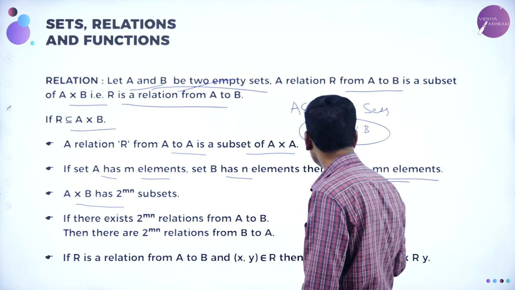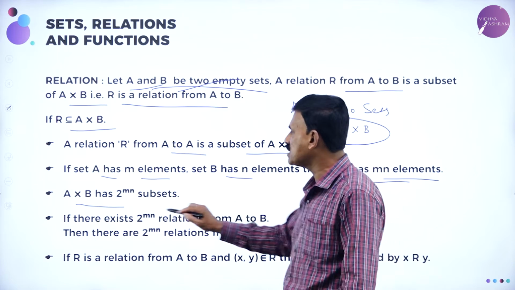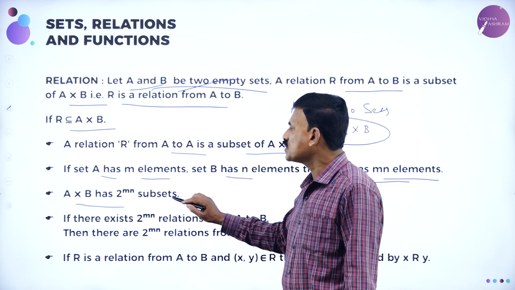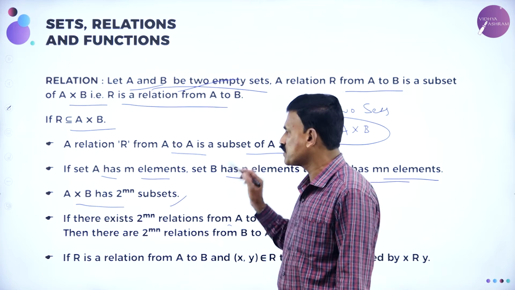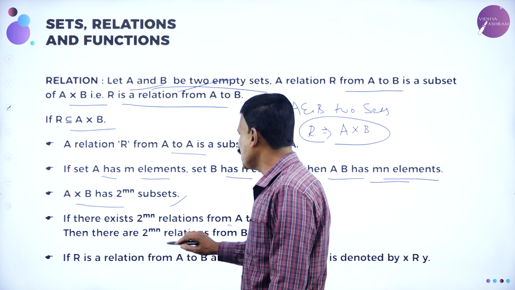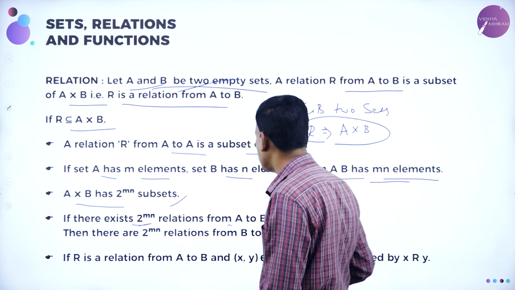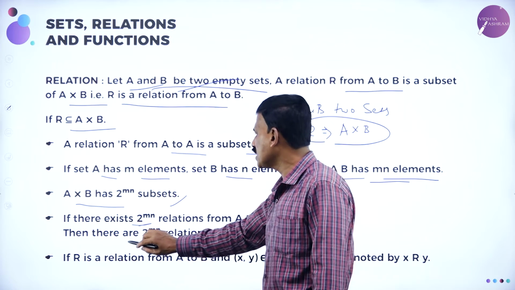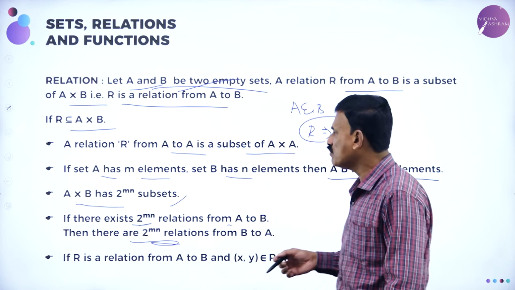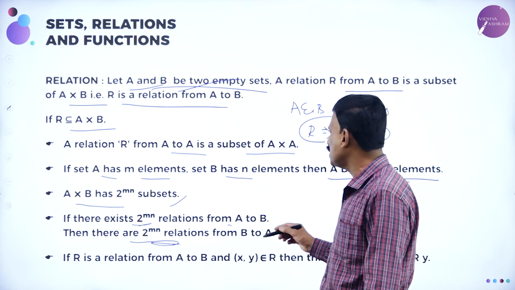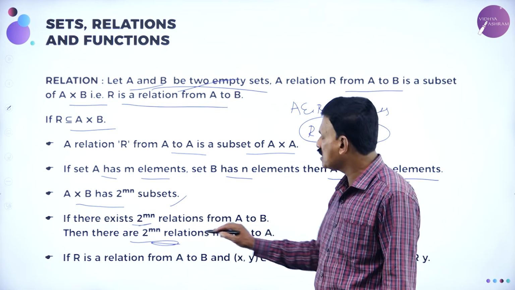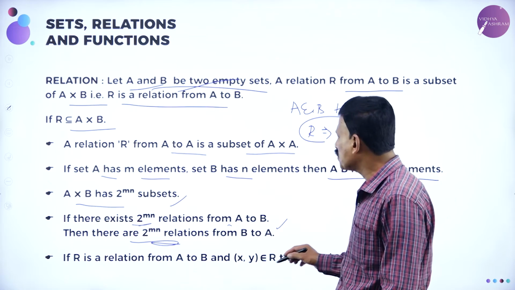The number of elements in A cross B is m into n, whereas the number of subsets of A cross B is 2 to the power of mn. So A cross B will have 2 to the power of mn subsets. If there exist 2 to the power of mn relations from A to B, then there are 2 to the power of mn relations from B to A also. So the number of relations from A to B is 2 to the power of mn, and similarly from B to A it is also 2 to the power of mn.